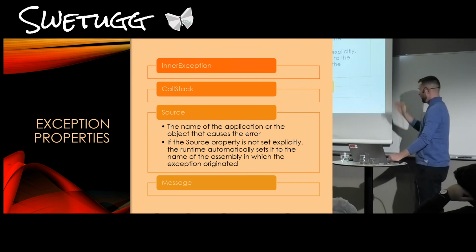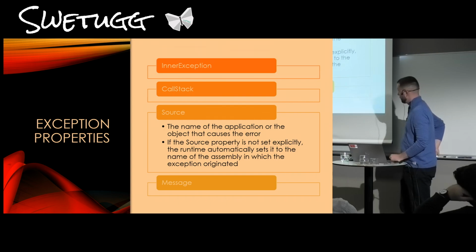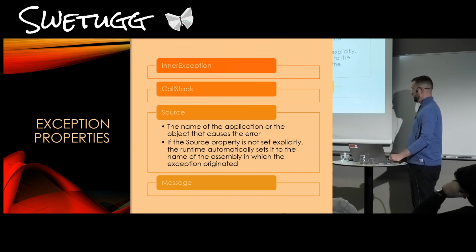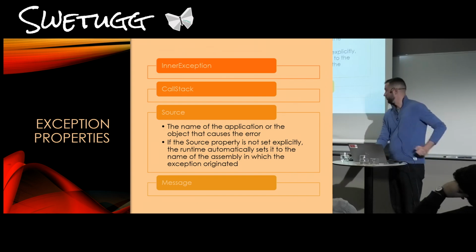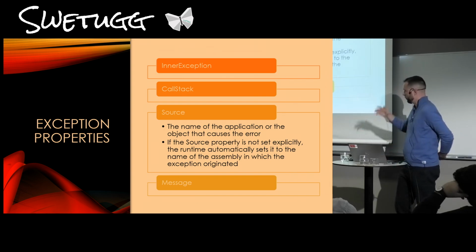And then the source property is the name of the application or the object that causes the error. If it's not set explicitly, the runtime sets it to the name of the assembly in which the exception originated. And then, of course, probably the most famous one is the message.